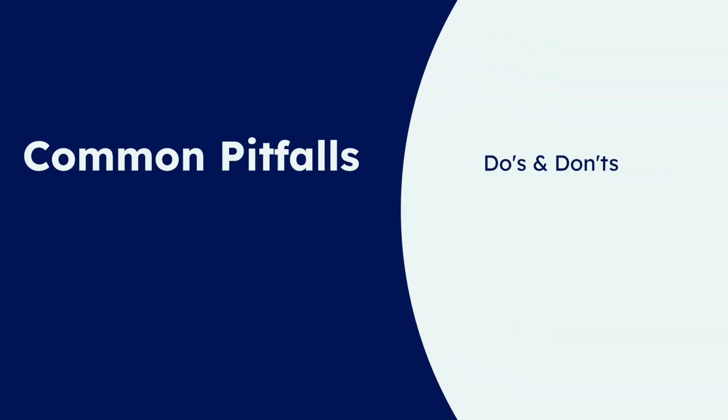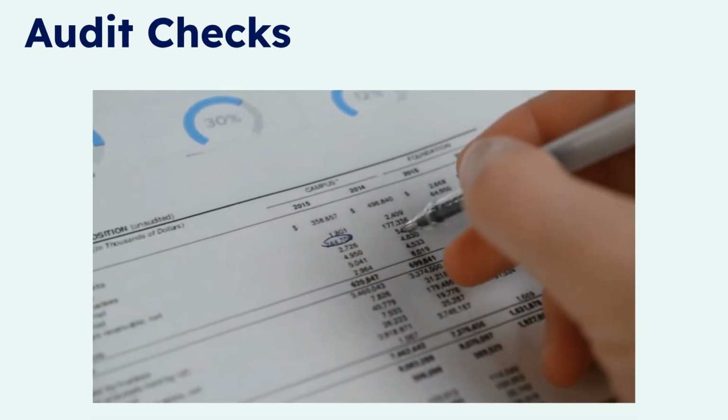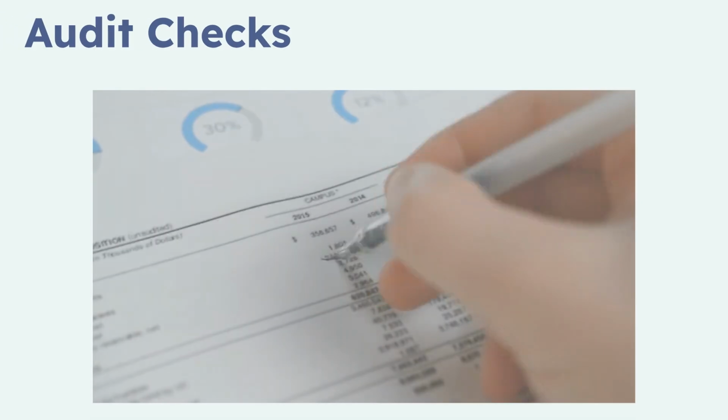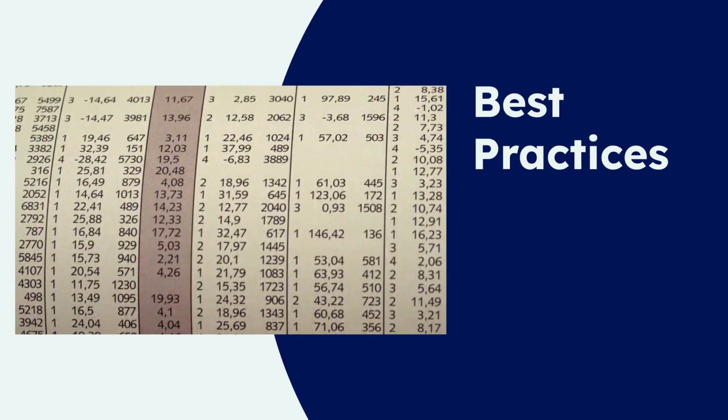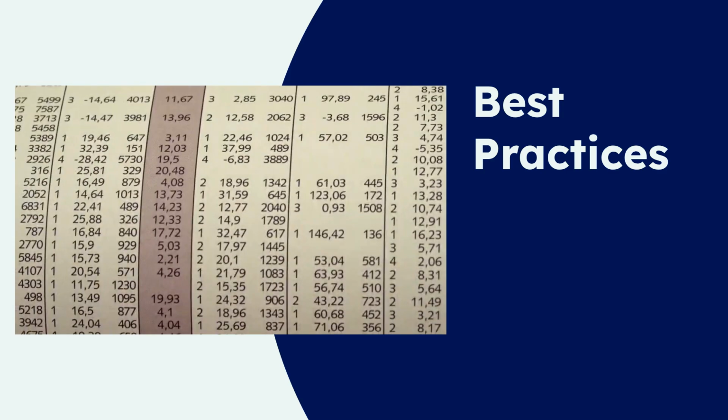Even the best models can have pitfalls. Let's discuss common mistakes and how to avoid them. Implementing robust audit checks and error flags is crucial for identifying and correcting mistakes quickly. Best practices include color-coding inputs, using clear formulas and strictly avoiding hard coding to maintain transparency and ease of use.